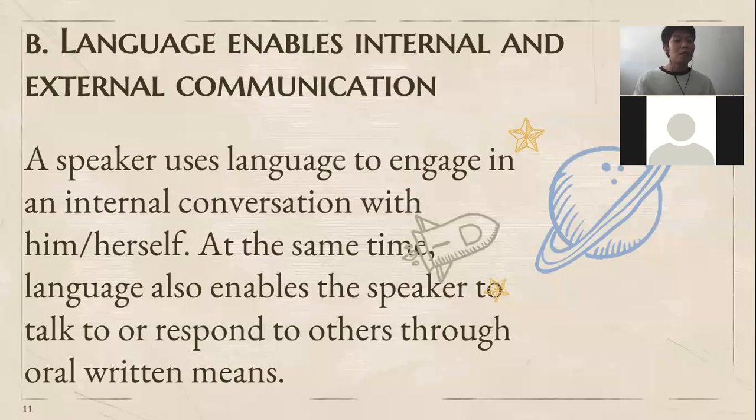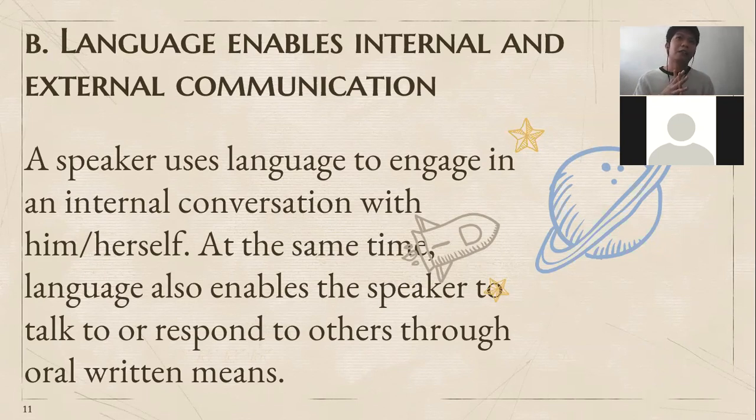Okay, next concept is that language enables internal and external communication. A speaker uses language to engage in an internal conversation with him or herself. At the same time, language also enables the speaker to talk to or respond to others through oral or written means. So when we say language, we can use that for internal and external communication. When we say internal, you communicate within yourself. As for external, you communicate with other people outside of yourself.